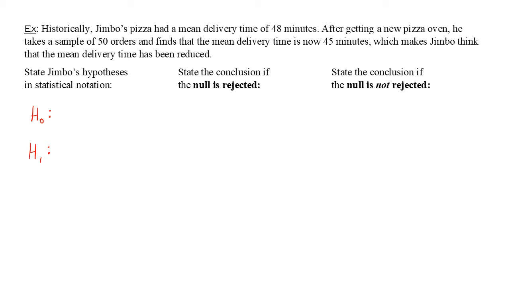So historically, Jimbo's Pizza had a mean delivery time of 48 minutes. So this would be the assumption that we're making, that the mean is equal to 48. But according to some data that he's collected from 50 orders, the time is a little bit lower on those 50 orders. So he wants to know if that mean delivery time is actually less than 48.